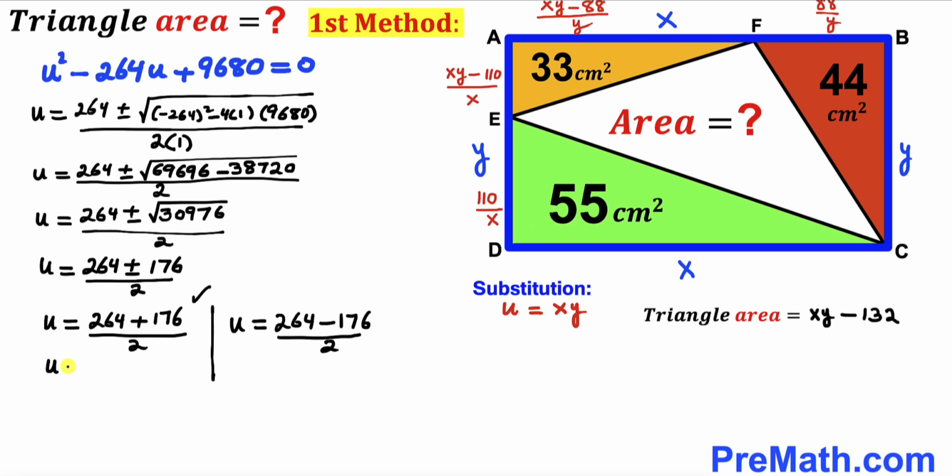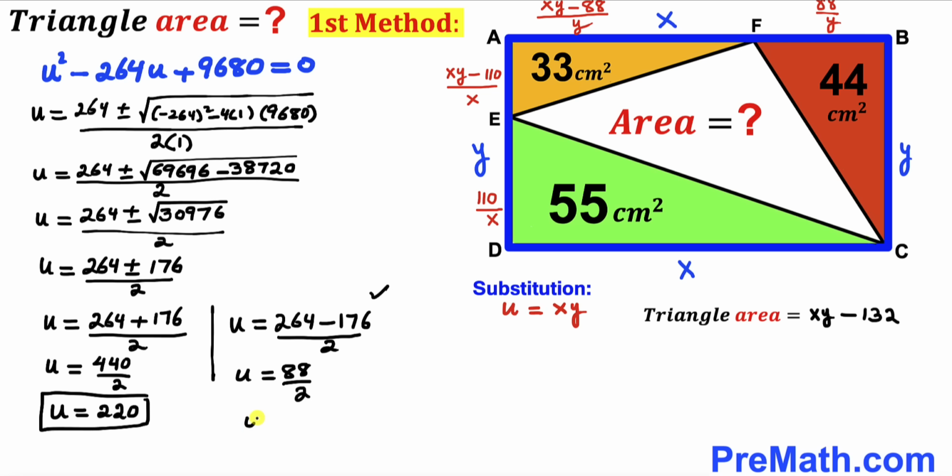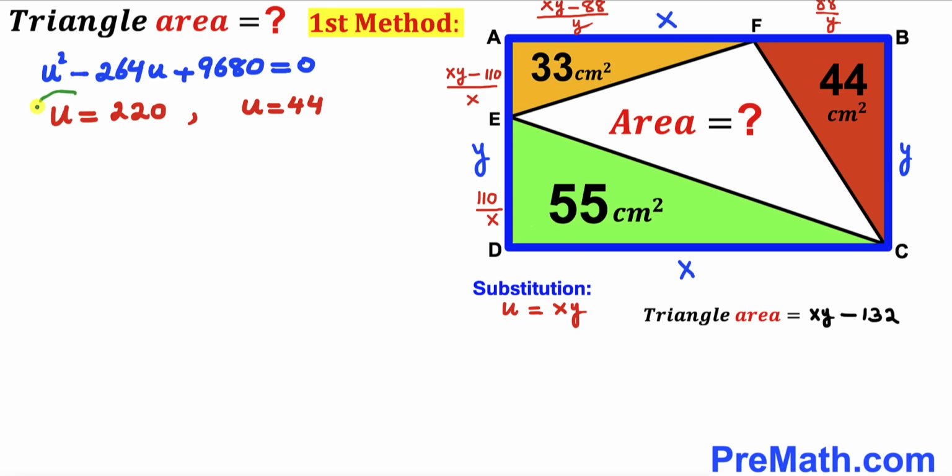Our u value is going to be 440 divided by 2. And that's going to give us u equals 220. And for this second equation, u is going to be equal to 88 divided by 2. So therefore, u value turns out to be 44. So thus we end up with these two u values. One value is 220 and the other value is 44.